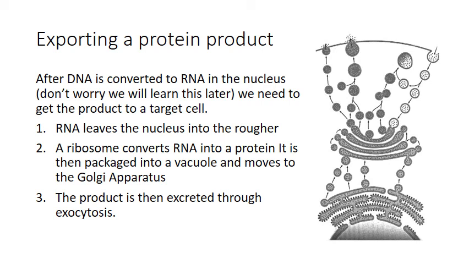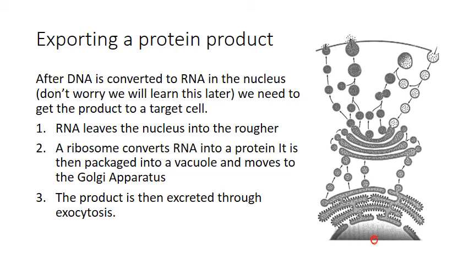So DNA becomes RNA inside the nucleus, but we need to get that product to its target cell. So RNA is going to leave the nucleus into the rough ER, so into your endoplasmic reticulum. The ribosome on the rough ER is going to convert your RNA into a protein. It is then going to be packaged into a vacuole by the Golgi apparatus, and then that little vacuole is able to attach to the plasma membrane for it to be expelled from the cell so it can do its function elsewhere.